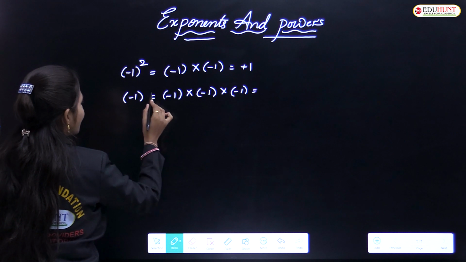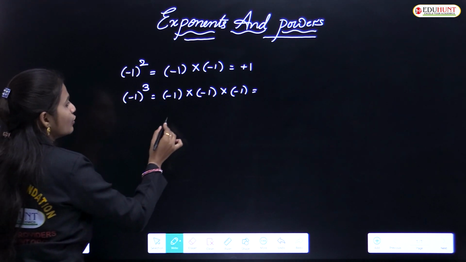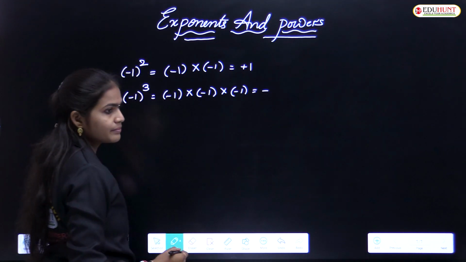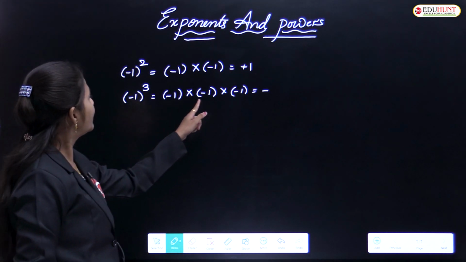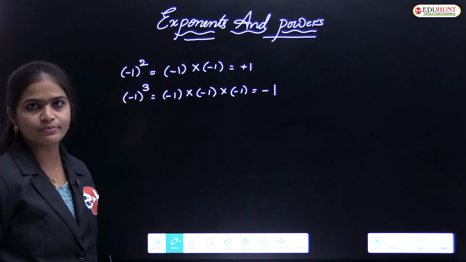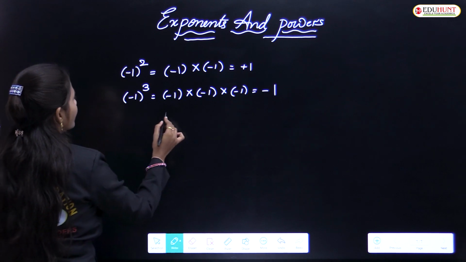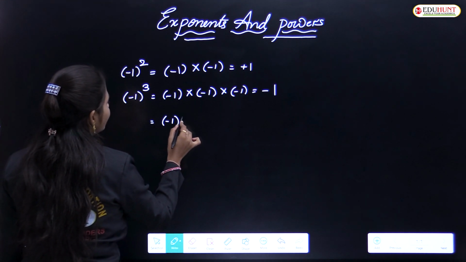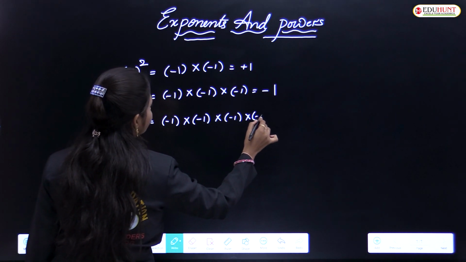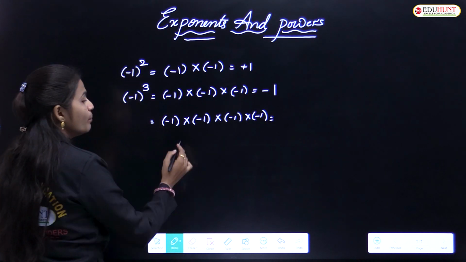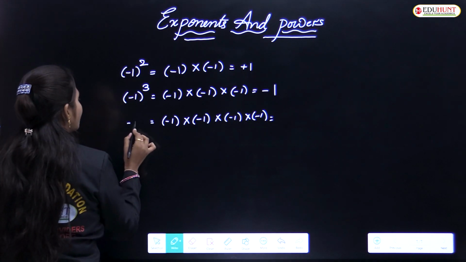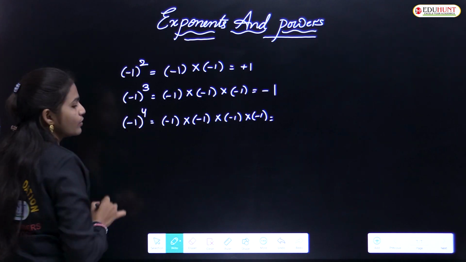So how can we write that in exponential form here? Minus 1, how many times? 3 times. So minus into minus is plus, plus into minus is minus. Clear? Now 1 into 1 is 1, again 1 into 1 is 1. So here we are getting minus 1. Let us see the next one. Here minus 1 into minus 1 into minus 1 into minus 1. Minus 1 is multiplied how many times here? 4 times. So we will write minus 1 power 4.